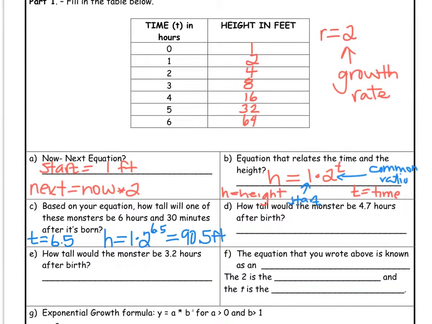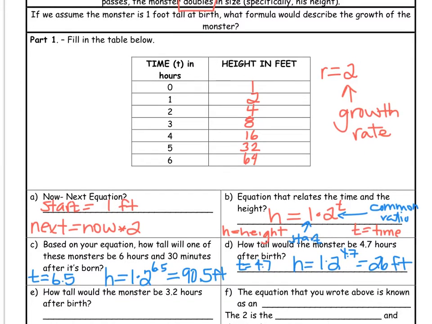How tall would the monster be 4.7 hours after birth? So again, we're looking at our time as being 4.7. We're going to use the same equation. The monster started out at 1 foot. It's doubling, and we need the height after 4.7 hours. So that would equal 26 feet.